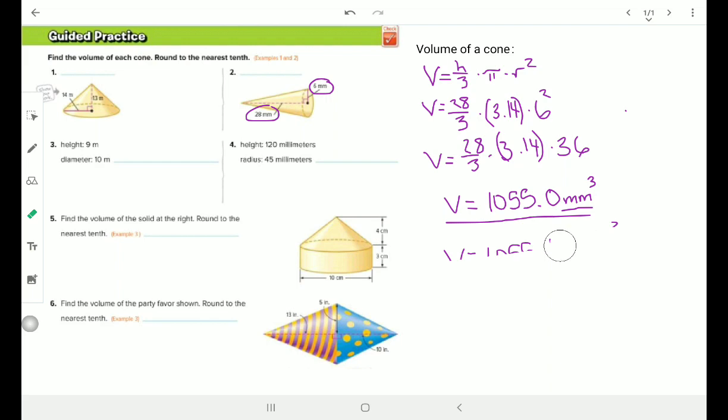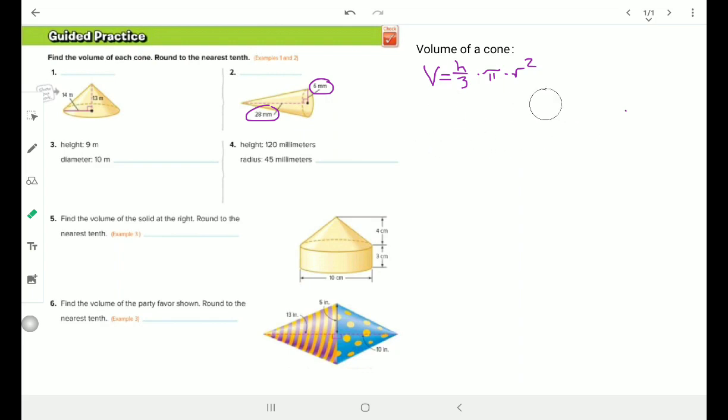On number 4, you're going to do the same exact thing. You're given the height, you're given the radius, you just don't have a picture to go with it. On number 3, if you look, it says diameter. Remember what we did yesterday. Diameter is twice the radius, right? So if you take the diameter, divide it by 2, you'll get to your radius.